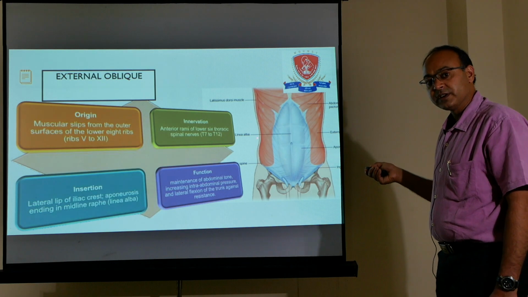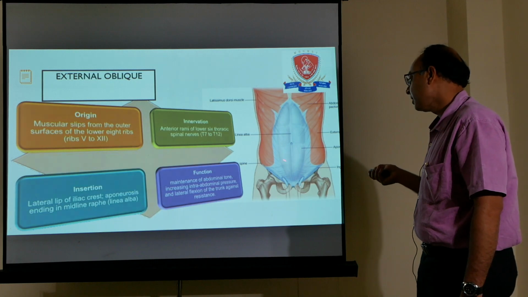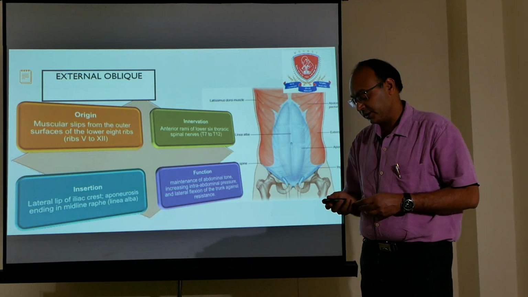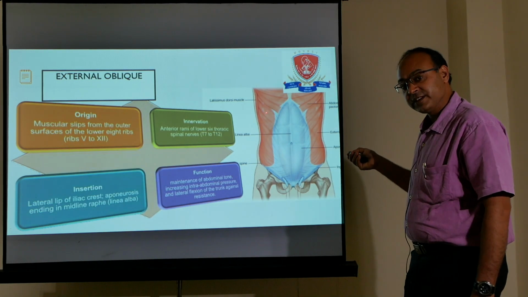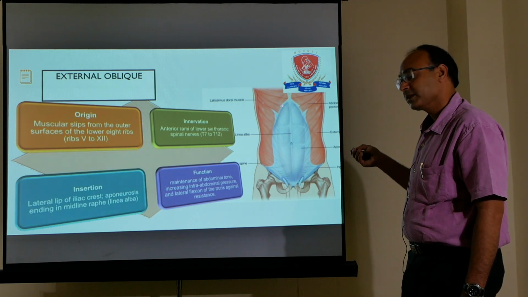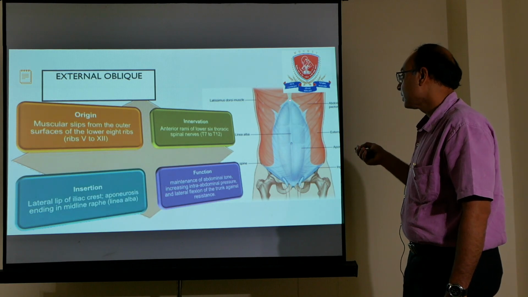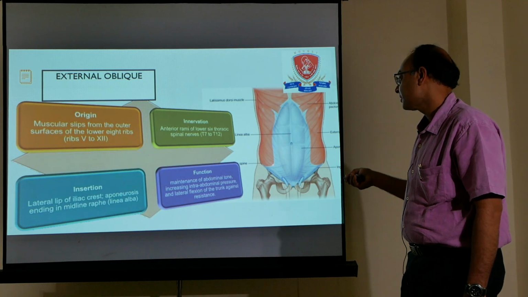Pay attention to the direction of the muscle. It is directed downwards and medially, just like putting your hands in your pockets. This is the medial margin of the external oblique, where the muscle ends and the aponeurosis begins. This line denotes the linea semilunaris.